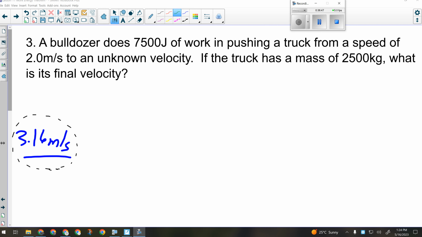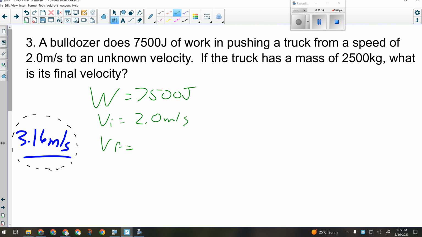So let's have a look at this one first. The bulldozer does 7,500 joules worth of work. So work is 7,500 joules. It says it pushes a truck from a speed of 2 meters per second to an unknown velocity. That means the 2 meters per second is which v? Initial, because that's what it starts at. So Vi is 2.0 meters per second, and Vf is unknown, what we're solving for. The truck has a mass of 2,500 kilograms. What is its final velocity?